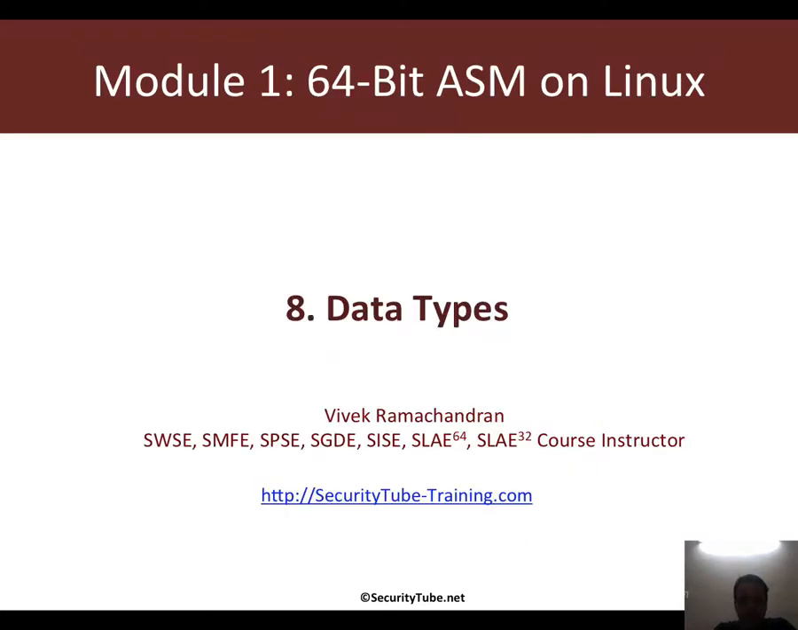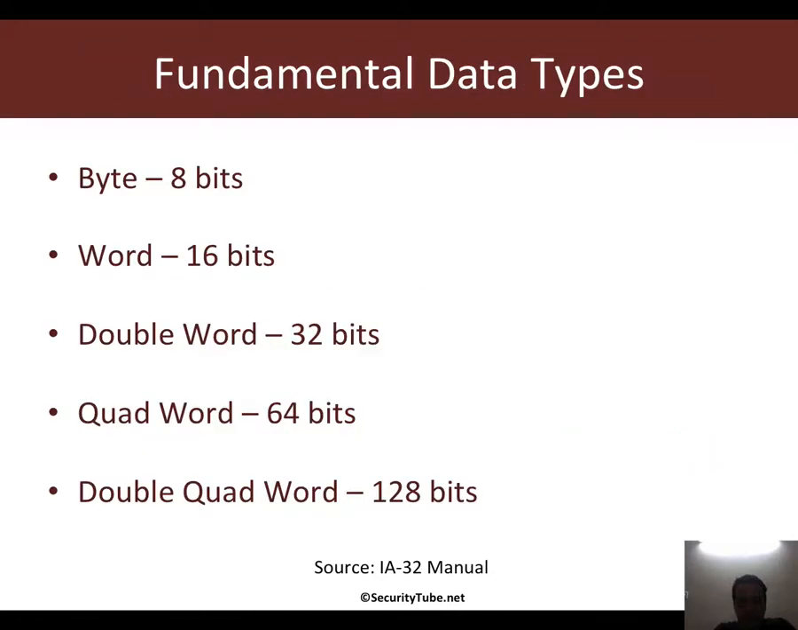In this video, we will look at data types in assembly language. Now, if you want to just isolate the fundamental data types in this discussion, then that is of course the byte consisting of 8 bits, word 16, double word which is 32 bits, quad word which is 64 bits, and a double quad word which is 128 bits.